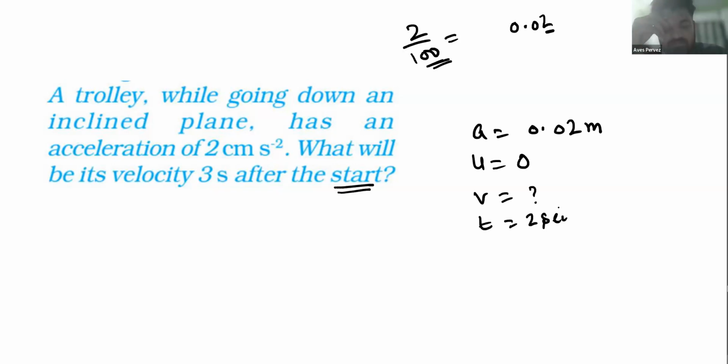Sir, won't we use the second equation? No, because velocity... No, it becomes the third one. Velocity becomes 0.06 meters per second. Yeah, we will check it. What you were saying, Avni?